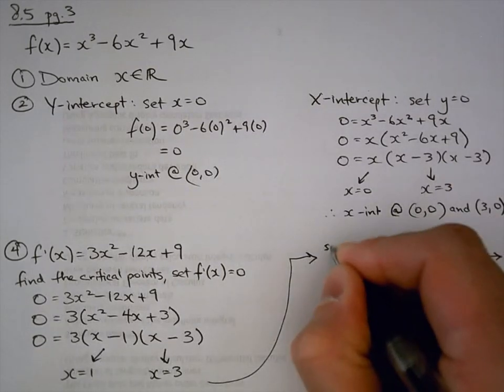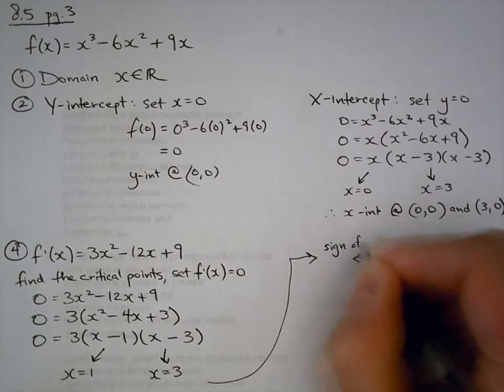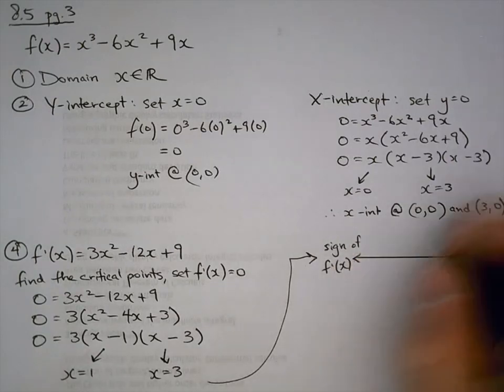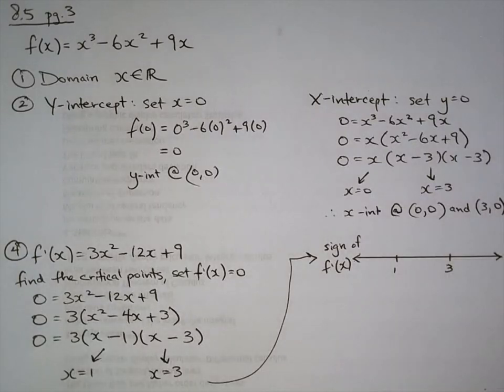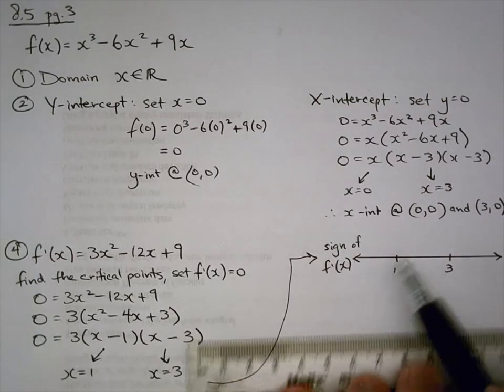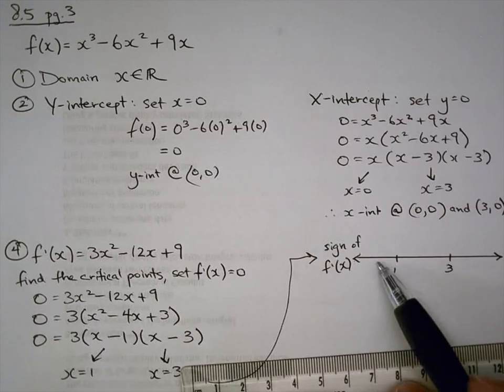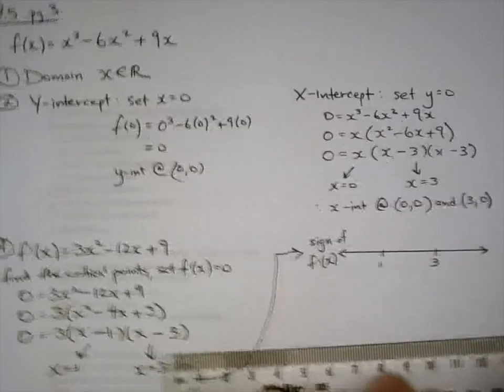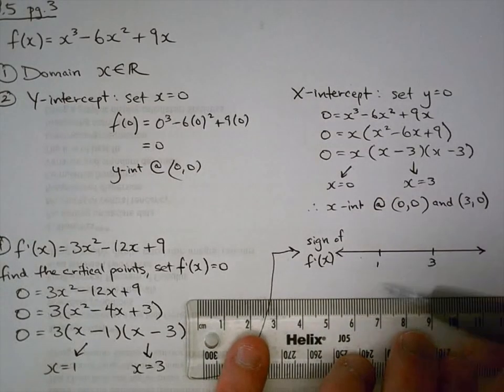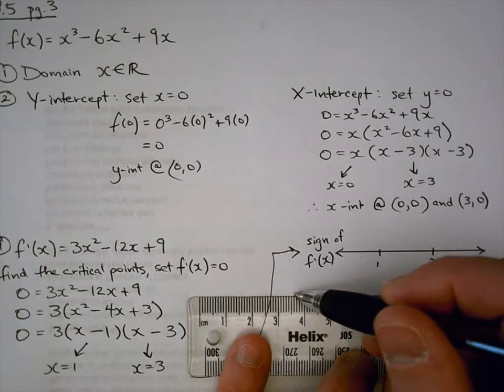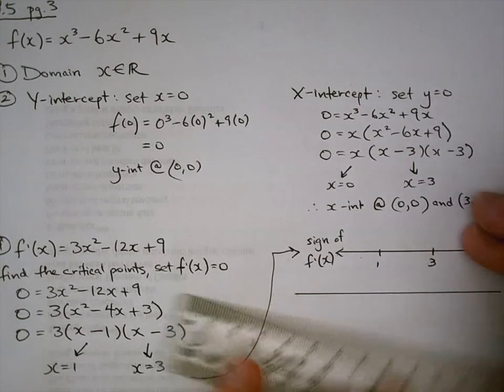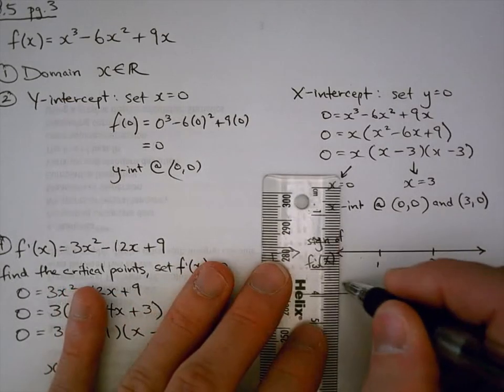So this is the sign of the first derivative, and I have my critical numbers of 1 and 3. Now I need to figure out whether the derivative is positive or negative in these different intervals. The easiest way to do this, and the most reliable, is to use a table. So let me make a table with 3 intervals.